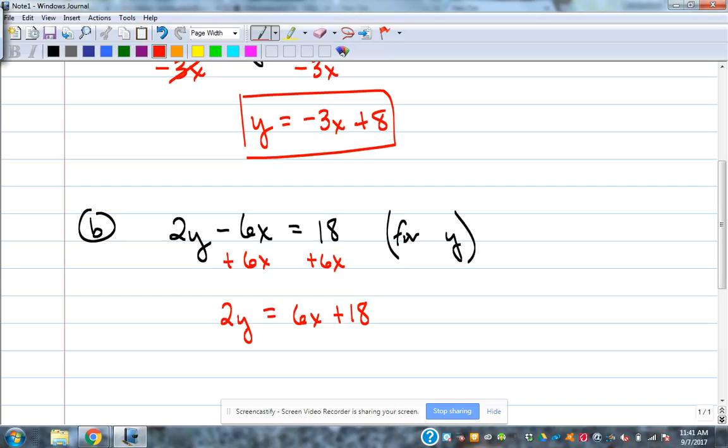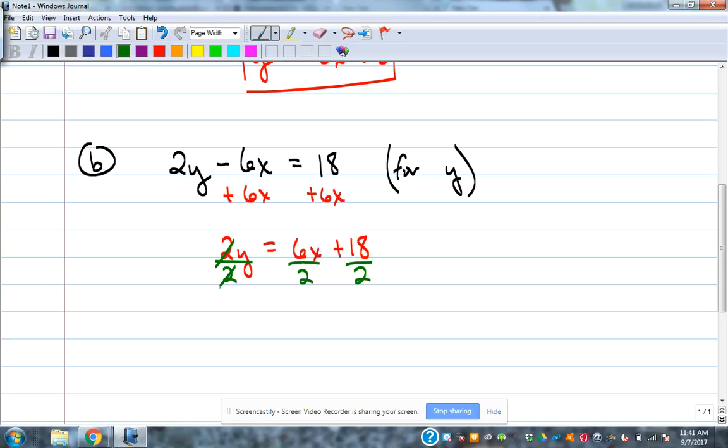Now, is y by itself? Not completely. It's almost. It's got a 2 on it. How do I get rid of that 2? Divide everything by 2, absolutely. So I'm going to divide each individual piece by 2. They cancel out on that side, just like we want them to. There's y by itself. Then we try to reduce those fractions. Does 2 go into 6 evenly? Yeah, so it's 3x. 2 goes into 18 evenly 9 times, plus 9. There we have y by itself.